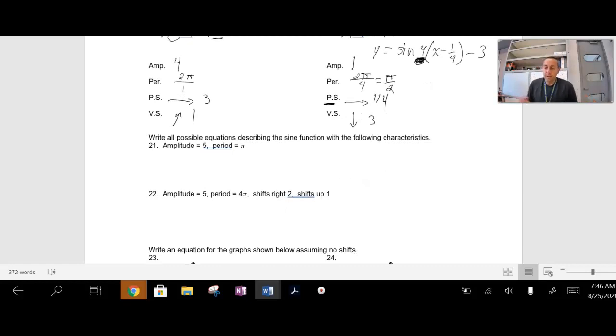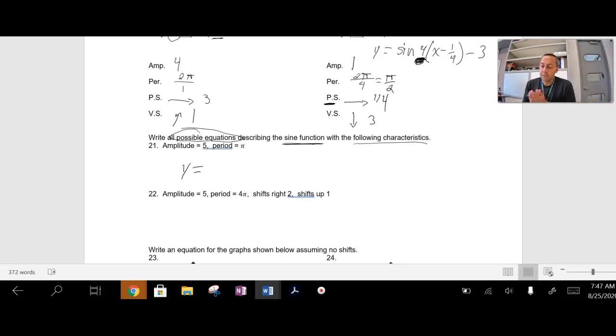21 and 22. I also usually give people a little bit of time to try this. If you wanted to now try and figure this out, I'm asking you to write all possible equations. So that means there's more than one of the sine function with the following characteristics. So again, if you want to pause me, try it, feel free. Try to get more than one equation though.